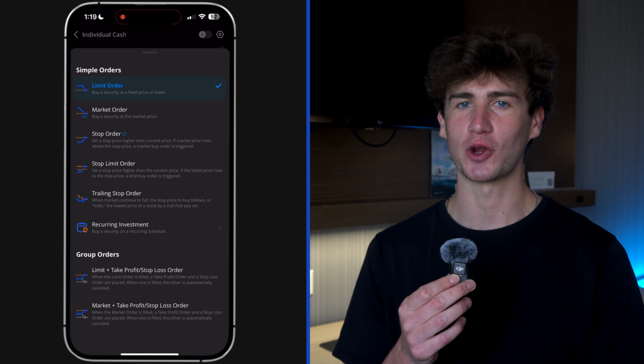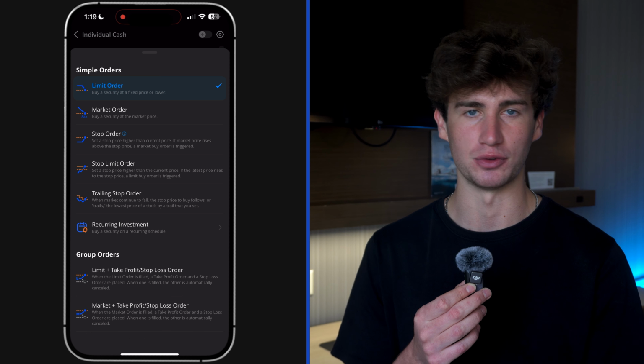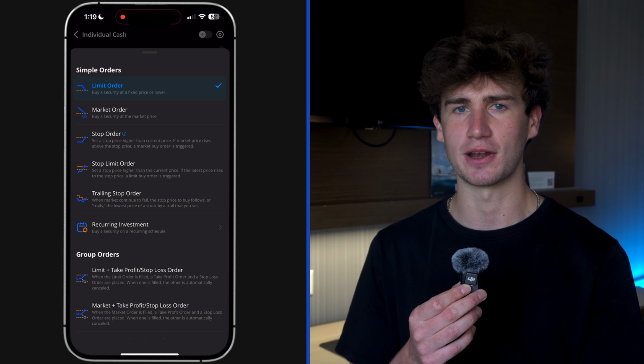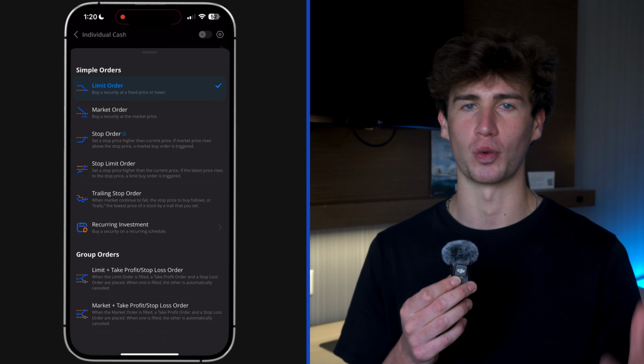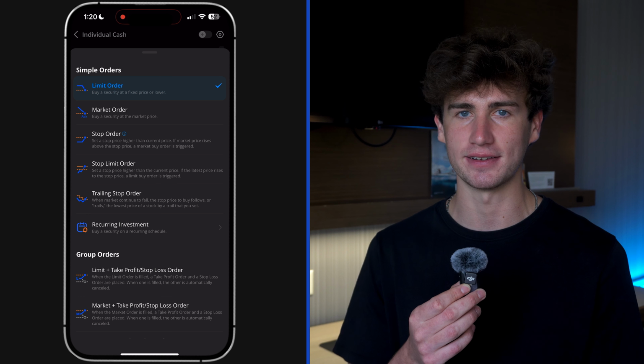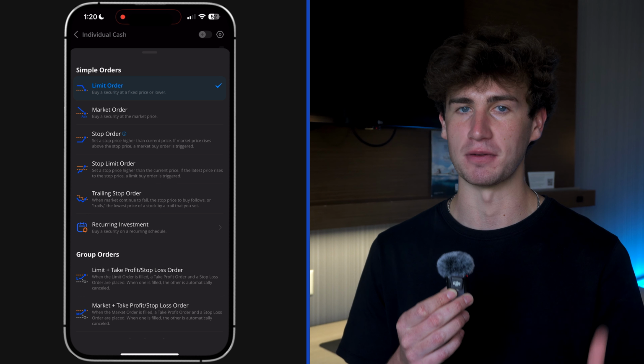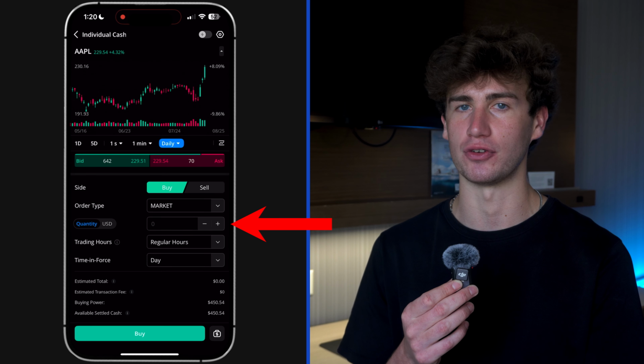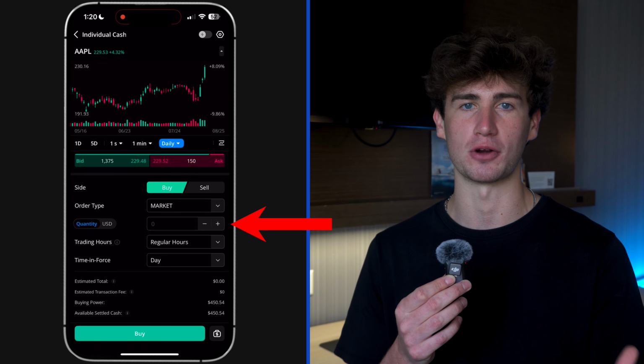using each. Think of a market order like walking into Starbucks. You don't negotiate, you just pay the listed price and get your drink. Market orders work the same. You buy or sell stock instantly at the current price. Selecting market, you'll then type in the number of shares you want to buy or the dollar amount to spend.